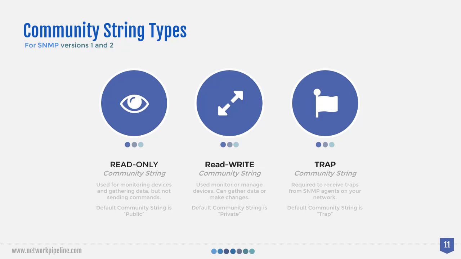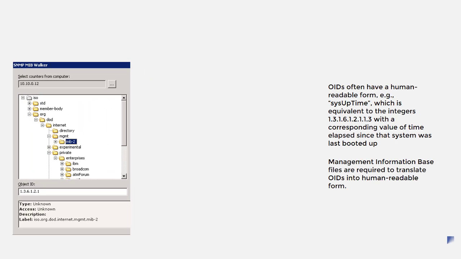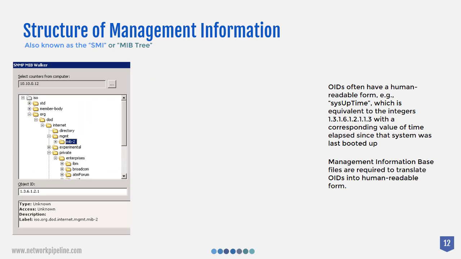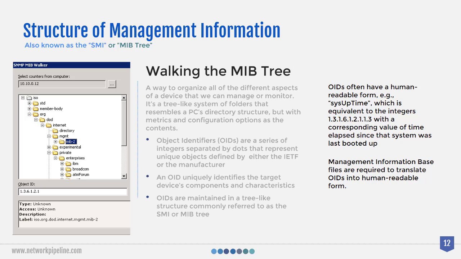All of these pieces of information that we can look at are organized in a tree-like structure called the SMI, or the Structure of Management Information. It's basically a series of folders that we can drill down through in order to pinpoint different parameters and alerts that we want to monitor for. It's similar to the way a PC's directory structure is organized, where we're going to see different folders that we can click into to find more folders as well as files. Only here we're not looking at files, we're looking at specific statistics that we can watch or track.